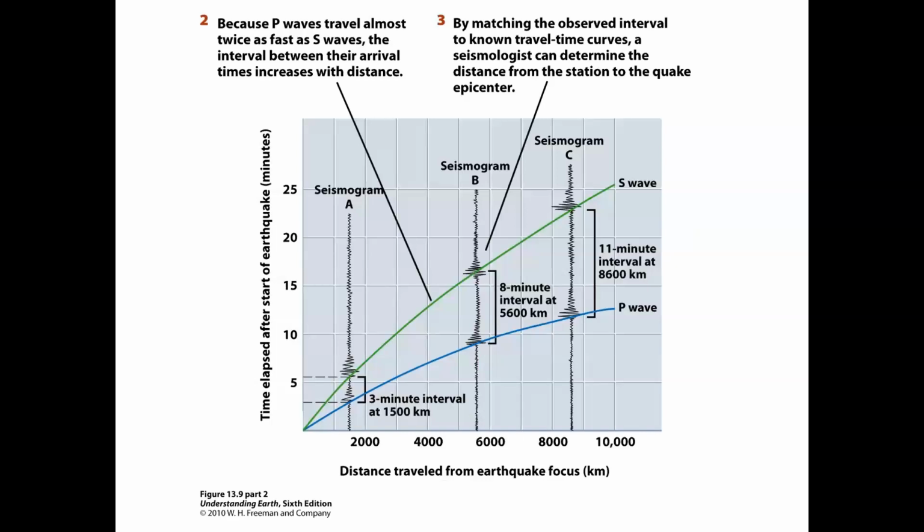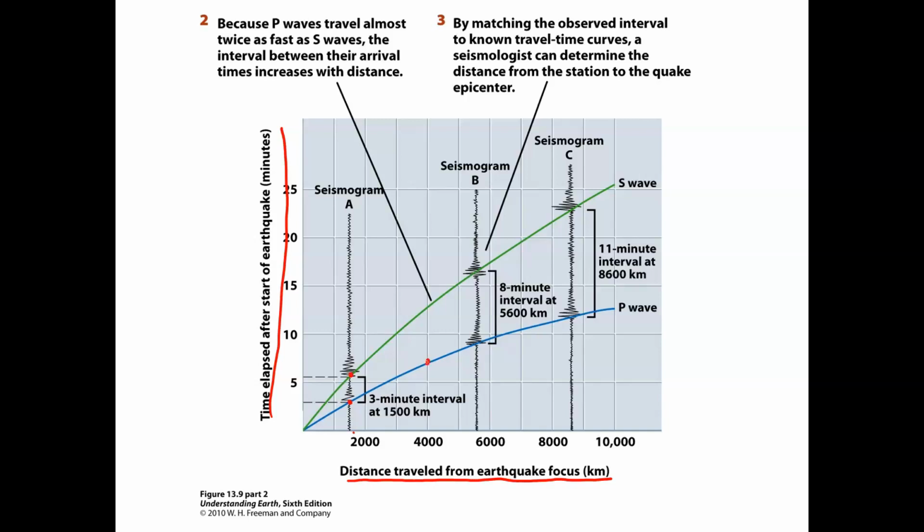We have plotted all of these on a set of graphs, and you're going to see some of these coming up in lab at some point. But the basic idea is that here we have distance traveled from the earthquake focus, and this is the time elapsed after the start of the earthquake. The P and the S waves move at different speeds. So for a given distance, the P are going to arrive first and the S are going to arrive second.